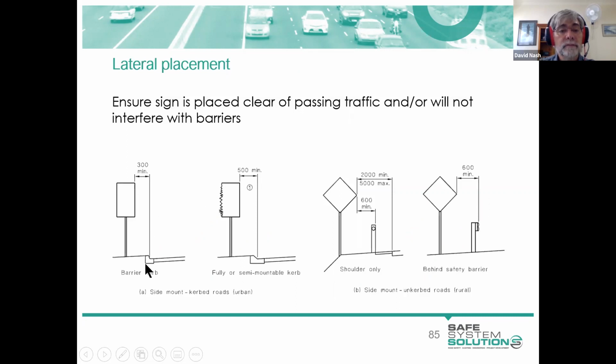The spacing from any obstructions and how far back from the roadway: if it's a barrier curb, then about 300 millimeters. If it's a fully mountable or semi-mountable curb, then 500 millimeters. If there's no curb but just a shoulder, then these dimensions here would be appropriate to the guidepost and to the edge of a sign. If there's safety barrier, 600 millimeters back behind the face of the safety barrier are the general requirements in the Australian Standard.